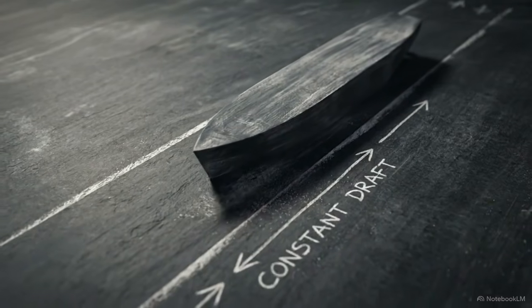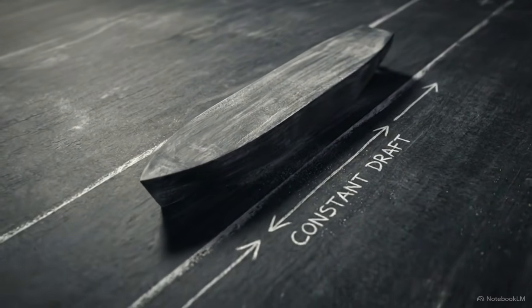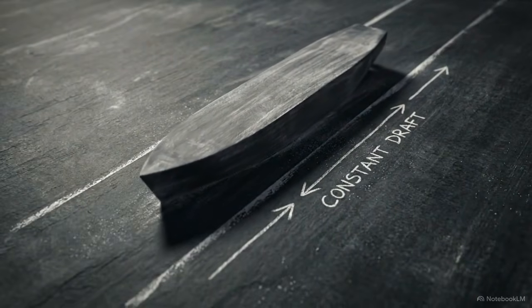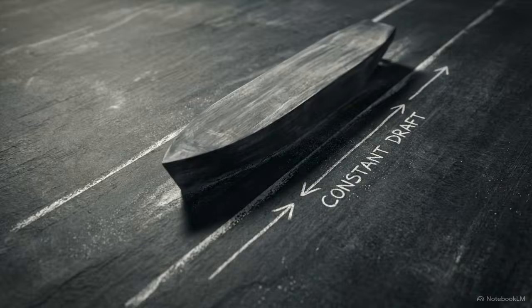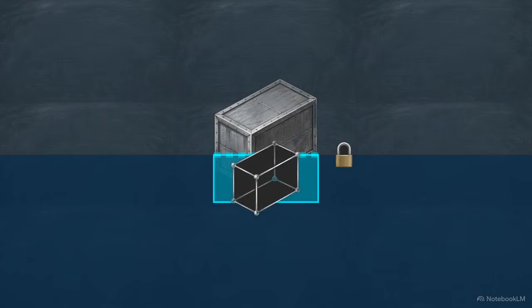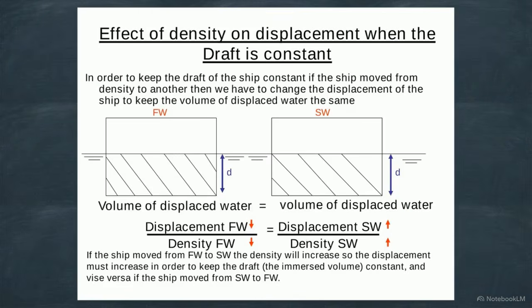Next, we flip the constraint. Instead of locking the mass, the ship must now maintain a constant draft, perhaps to clear a port's shallow depth restriction. By locking the draft, we completely lock the vessel's immersed volume. Here, the models show the box maintaining an identical draft depth in both freshwater and saltwater.